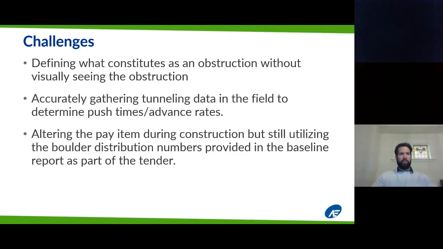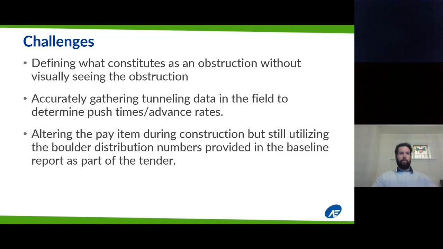So what were the challenges we had to overcome? Defining what constituted an obstruction without visually seeing the obstruction, that was the first challenge. Accurately gathering the tunneling data in the field to determine push times and advance rates was a significant effort on behalf of the consultant and the region, because we had to have full-time inspectors actually situated within the tunnel boring machine to gather this data.